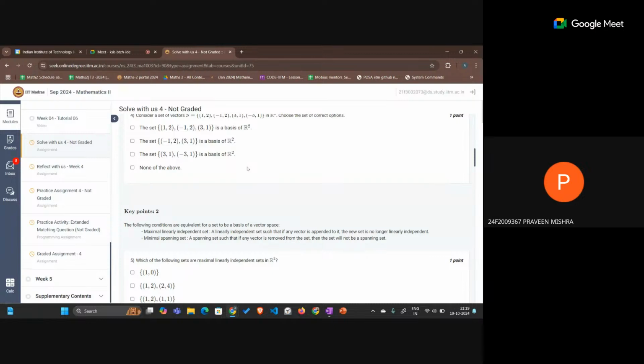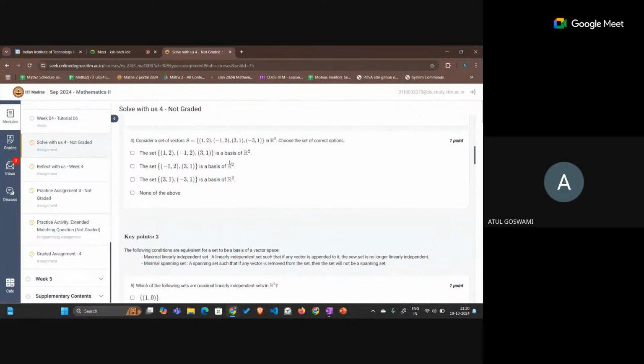Because in the lecture, ma'am said that for R2 there should be at least two independent vectors for spanning R2. Yes, at least two independent vectors. But in order to be a basis, it should be a minimal spanning set, not only a spanning set. Only these two vectors are enough to span R2, so this is minimal. If we add one more vector, it will not be minimal, it will be extra.